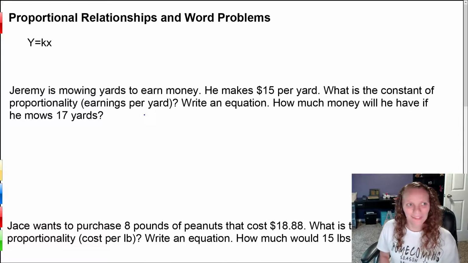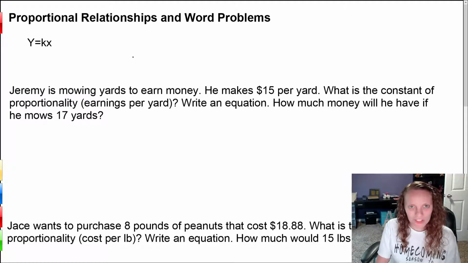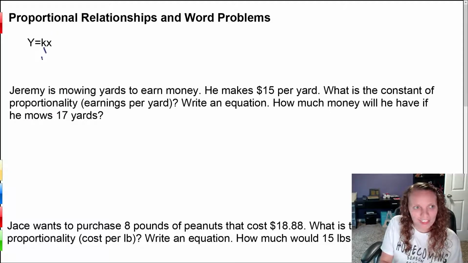Hey guys, today we're going to look at proportional relationships and word problems. Before we jump into the word problems, let's review the equation y equals kx. Y is a variable and x is a variable. K stands for the constant of proportionality.